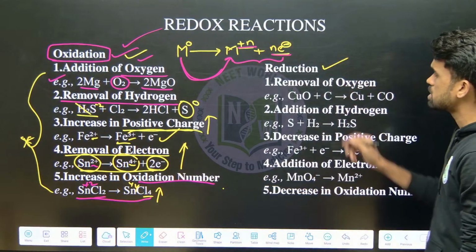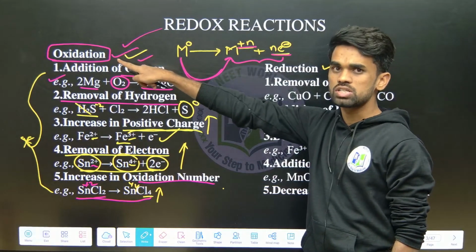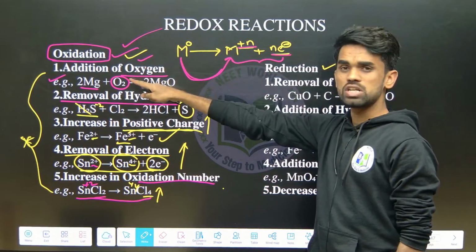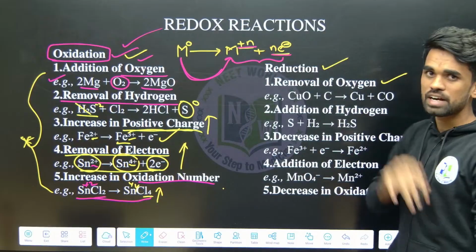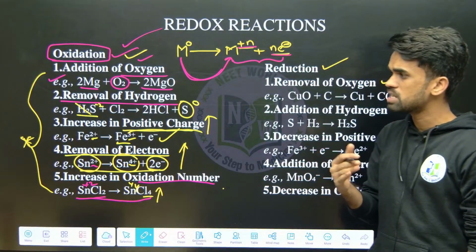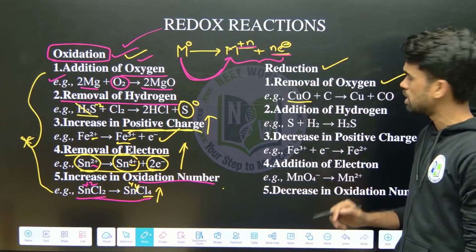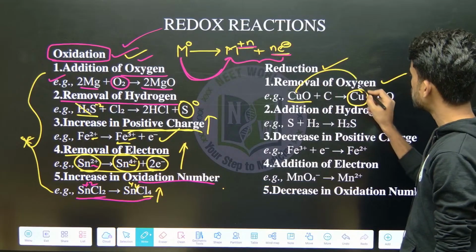Now look at this, this is about reduction. There, addition of oxygen is called oxidation, and here it will be the opposite: here is removal of oxygen. So removal of oxygen is called reduction. What I am saying, removal of oxygen is called reduction. For example, here CuO, copper oxide is there, converting into copper metal.